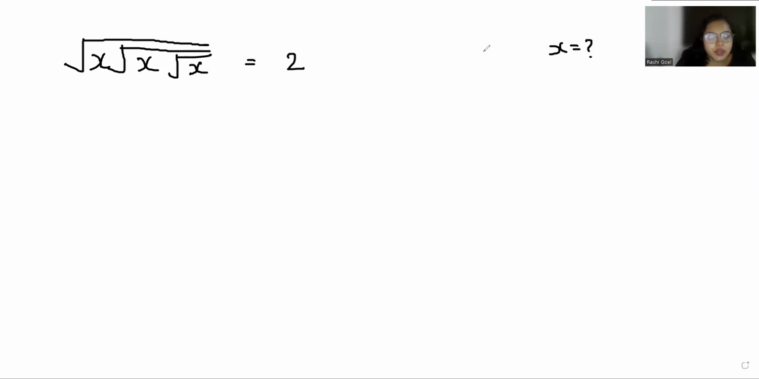My name is Rashi Goel and in this video we are going to solve square root x under square root x under square root x is equal to 2 and we have to find the value of x. So let's start with today's video solution.